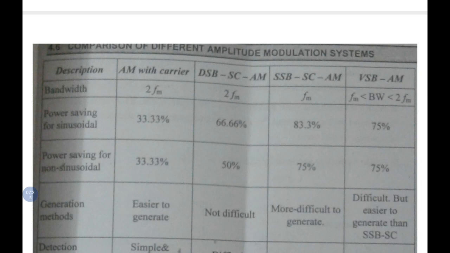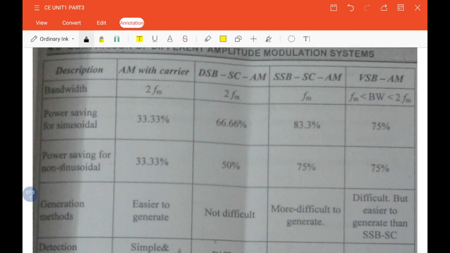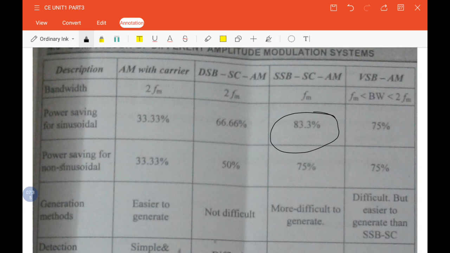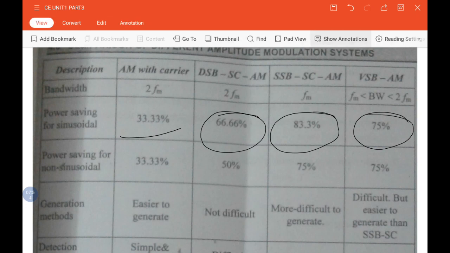And power saving, a very good power saving happens in SSB. You could notice this, 83.3% of power is saved here in SSB. Then the next power saving happens with VSB. Then third is DSB. The normal AM signal has very little power saving, that is 33% only. And power saving for non-sinusoidal, like the same way it is compared.